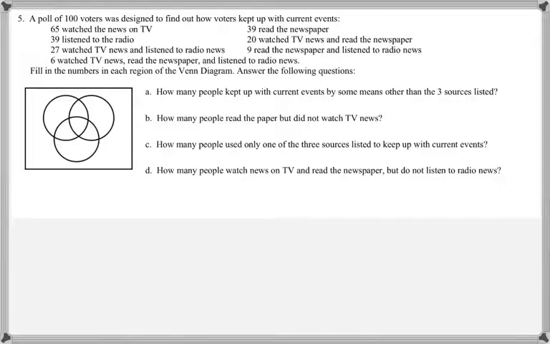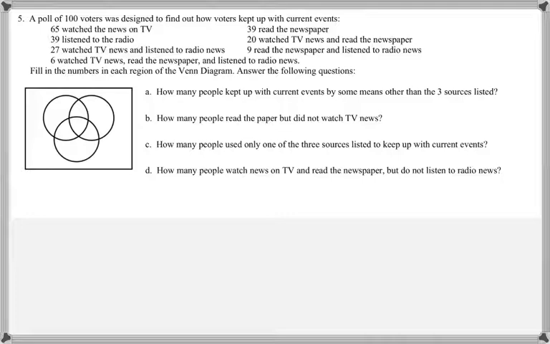A poll of 100 voters was designed to find out how voters kept up with current events. 65 watched the news on TV, 39 read the newspaper, 39 listened to the radio, 20 watched the TV news and read the newspaper, 27 watched TV news and listened to radio news, 9 read the newspaper and listened to radio news, 6 watched TV news, read the newspaper, and listened to radio news.